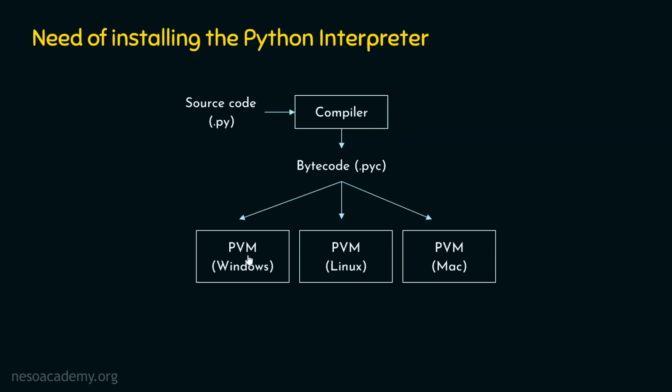Python Virtual Machine must be installed on Windows in order to run bytecode on Windows. If we want to run bytecode on Linux, then Python Virtual Machine must be installed on Linux machine. If we want to run bytecode on Mac machine, then Python Virtual Machine must be installed on Mac machine. So Python Virtual Machine must be installed, and this means that Python interpreter will automatically get installed and eventually we would be able to run our codes. So now we know why we need to install Python interpreter.